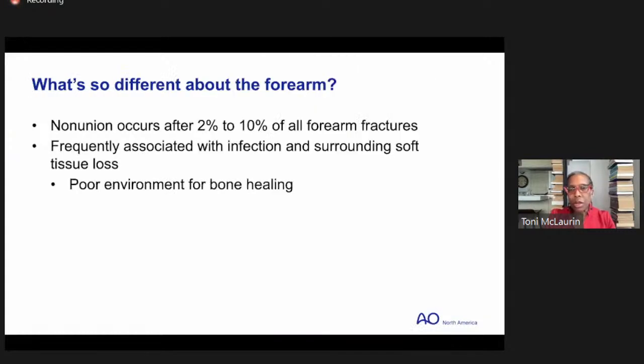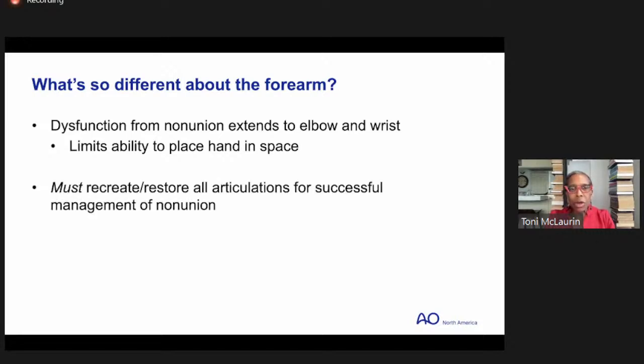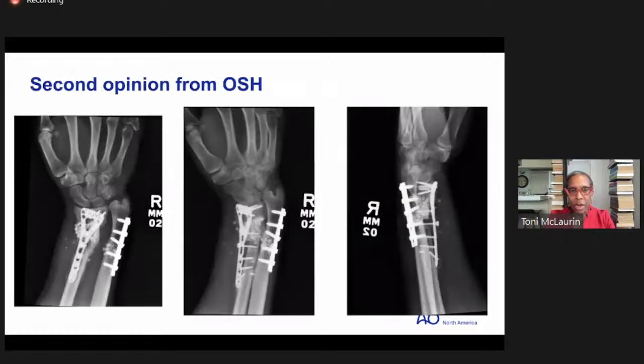Non-unions occur in about 2 to 10% of all forearm fractures, and I was happy to see that they're frequently associated with infection because every single one that I have is an infected non-union, and also surrounding soft tissue loss. There's just not a huge soft tissue envelope around the forearm, and so that creates a poor environment for bone healing. The problem is that if you have a non-union, the dysfunction extends from your elbow to your wrist, and it can cause problems in your ability to place your hand in space. So you have to recreate and restore all of the articulations for successful management of a non-union.